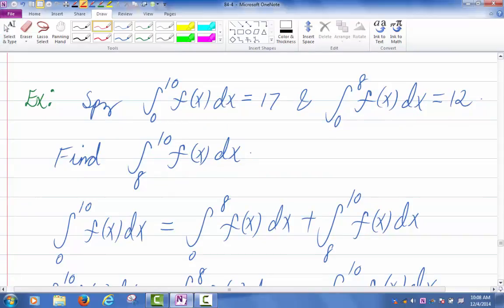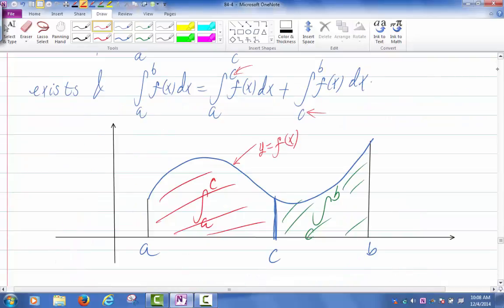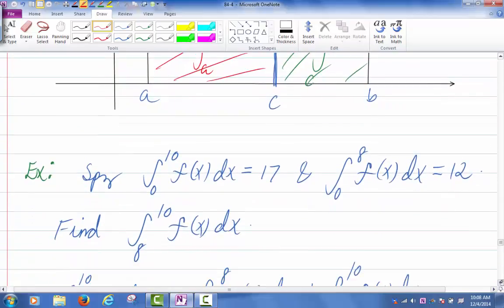Okay, so here's a question. Suppose you have the integral from 0 to 10 of f of x. You are given that the integral from 0 to 10 of f is 17. You are given that the integral from 0 to 8 of f is 12. And then you are asked to find the integral from 8 to 10 of f. So you know the integral from 0 to 10, you know the integral from 0 to 8, you need to find the integral from 8 to 10. Is that okay?